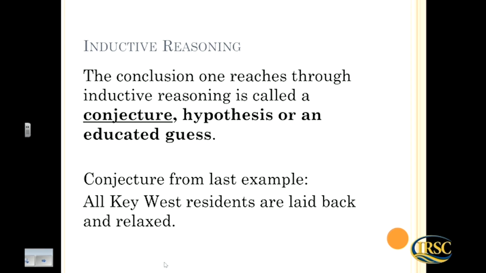So the conclusion that one reaches through inductive reasoning is called a conjecture. You might also call it a hypothesis or an educated guess. Maybe words that you've used in science class. So the conjecture from the last example, so not only do you have that fill in the blank, but this sentence is also not on your handout. The conjecture is all Key West residents are laid back and relaxed.